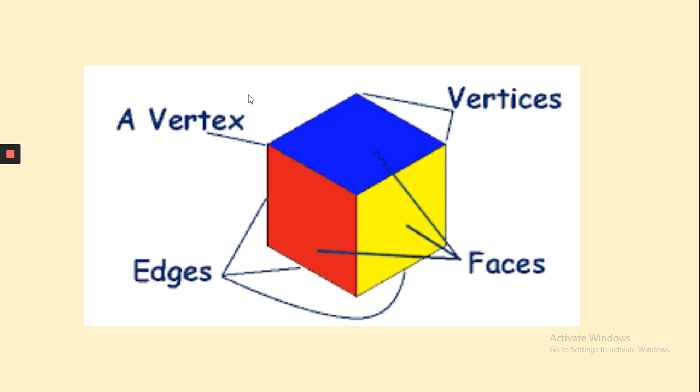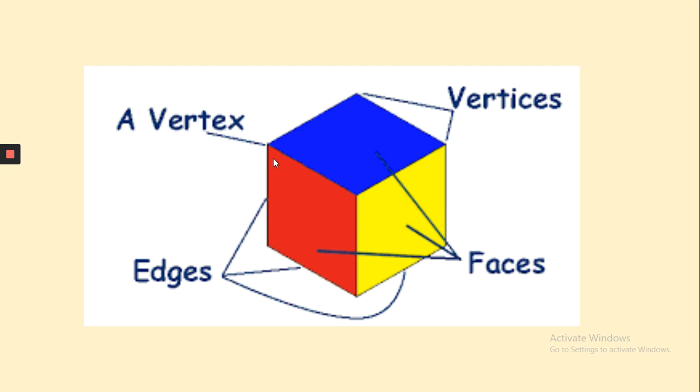So to go over all the 3 vocabulary words that we learned, we have the face. The face is the flat part of a 3D shape. Now some have 6 faces, some might not have any. It depends on how many flat, smooth parts there are. Now the edge is where two faces meet to create that straight line. Those are called our edges.